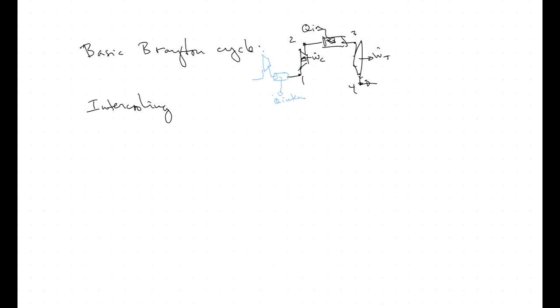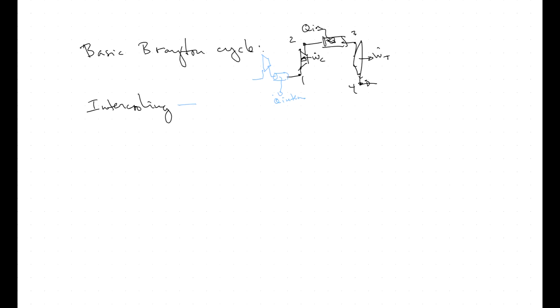So state two will be the same pressure as the initial full pressure ratio through a single turbine, except it will be at a lower temperature because we've taken heat out at constant pressure in the intercooler. So that's intercooling. Here, let me go back to black.